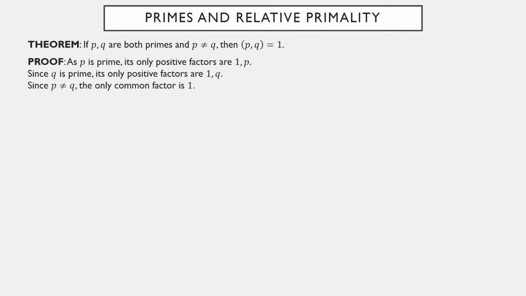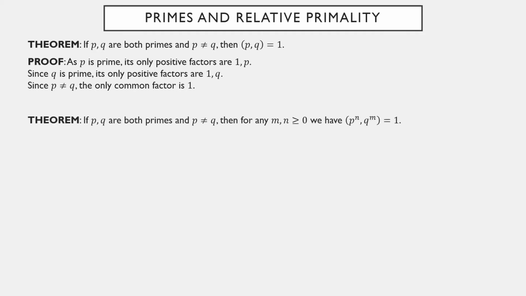Well, p is prime, so its only positive factors are 1 and itself. q is prime, its only positive factors are 1 and itself. p and q are not the same number. Therefore, the only number that appears in both lists of factors is 1. So if the only common factor is 1, then that's definitely the largest common factor. There's your GCD. But now we want to extend that result.